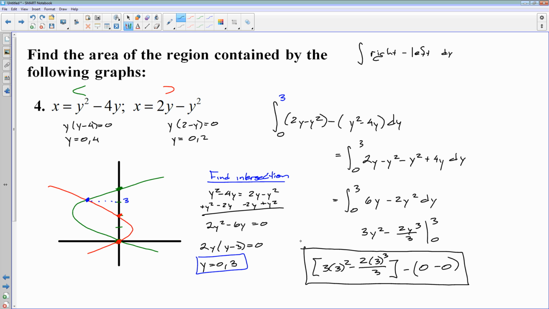So graph the functions. Find the points of intersection if needed. Always set up top minus bottom or right minus left as far as the position of the functions. And then we'll integrate and evaluate.